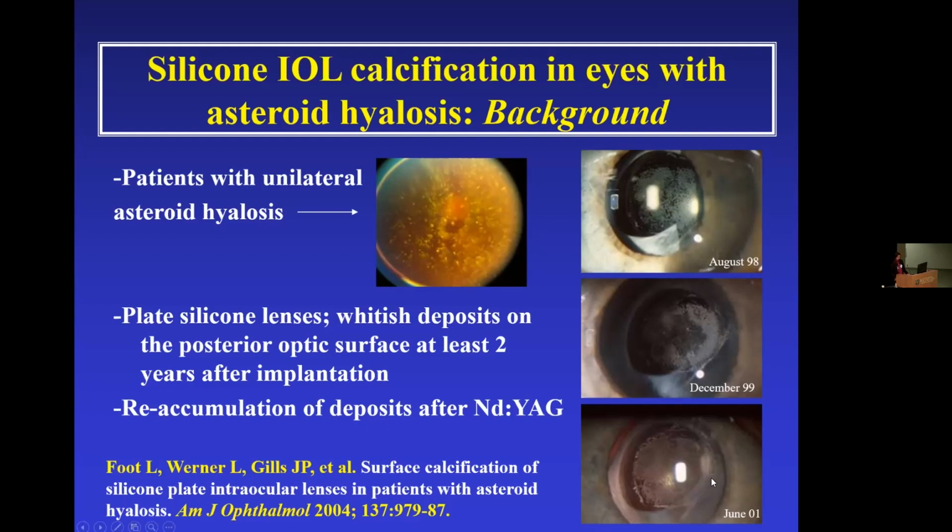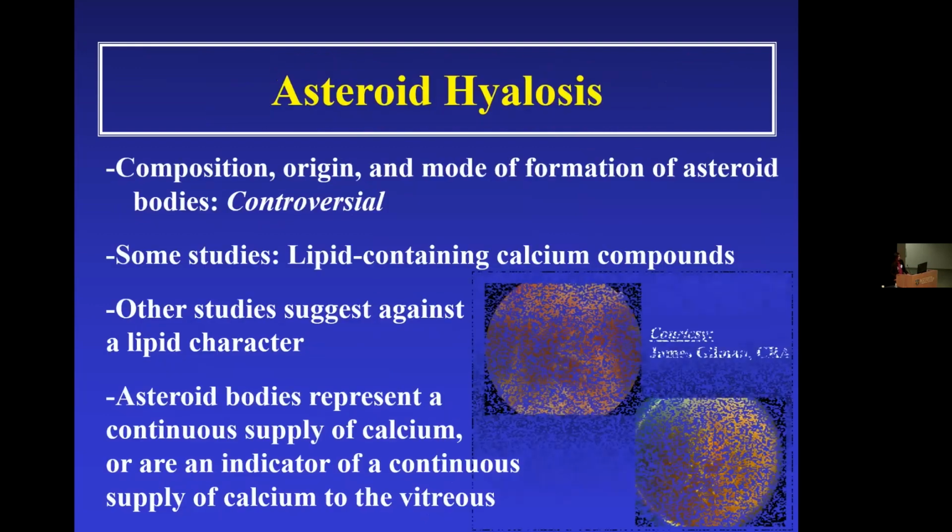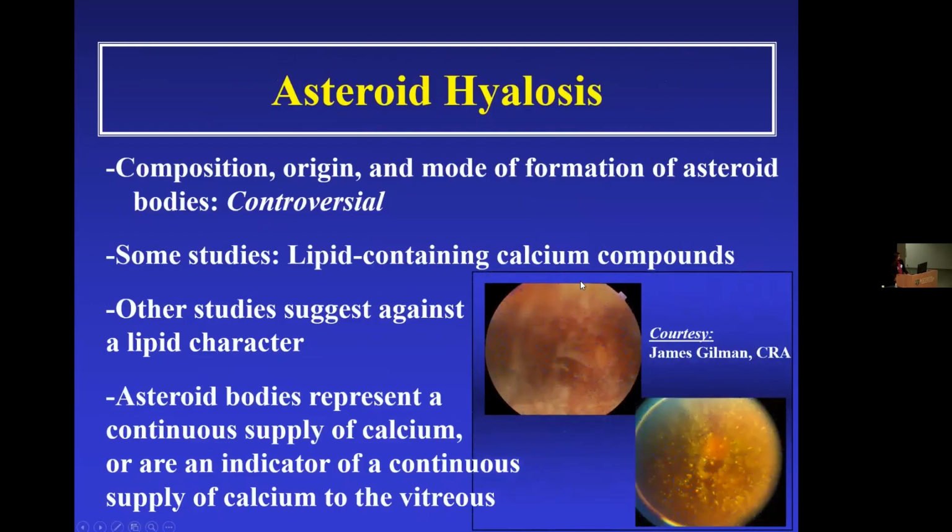They are very superficial. So you actually can use a YAG laser to clean the surface of the lens. However, you have reaccumulation of the deposits after that, especially if the posterior capsule is open, because then you have contact between the vitreous and the IOL. So as you know, the composition of the asteroid bodies is calcium and phosphorus, and they are an indicator of a continuous supply of calcium to the vitreous.